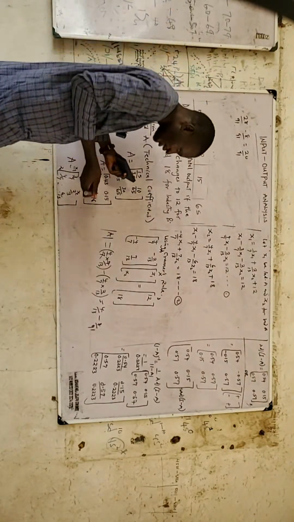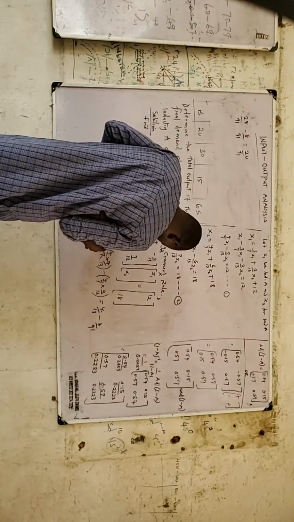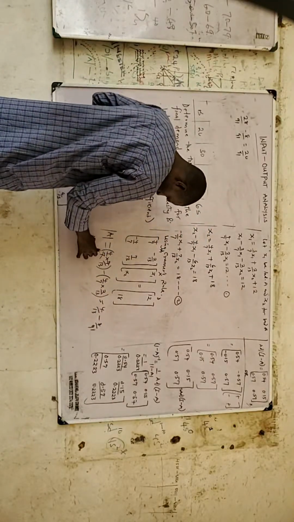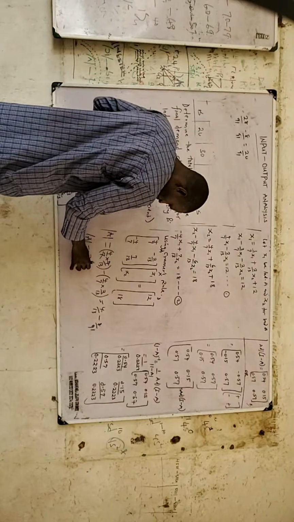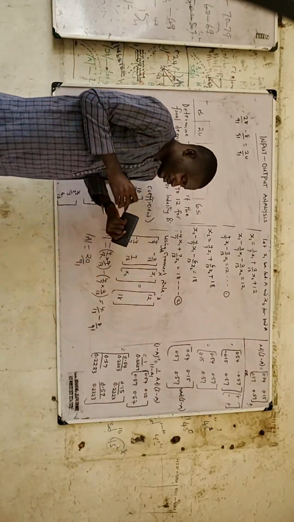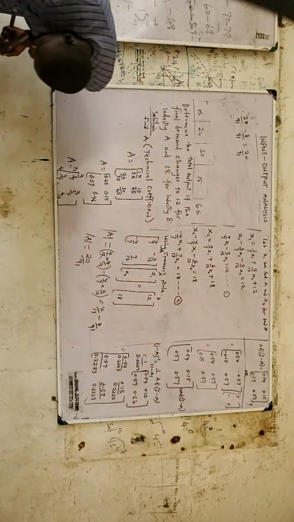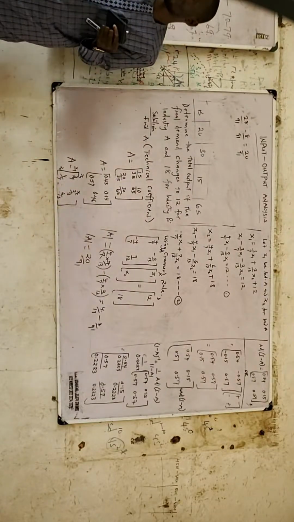So the determinant here is 20 over 91. I don't understand this process. You still don't understand? I don't.